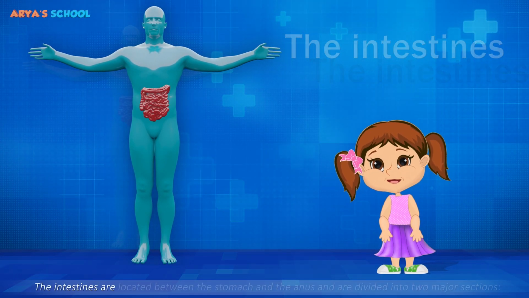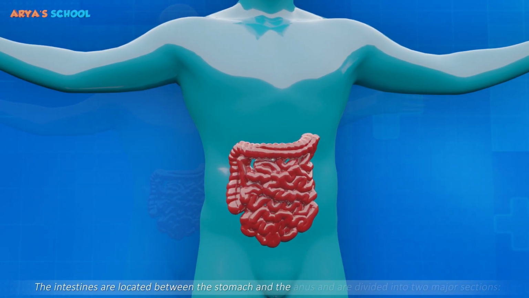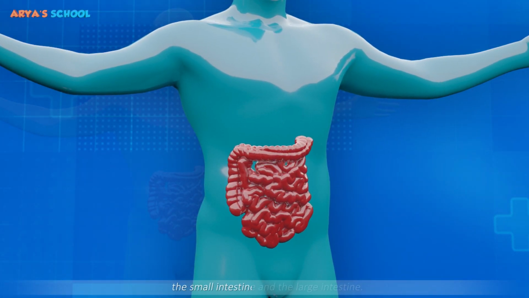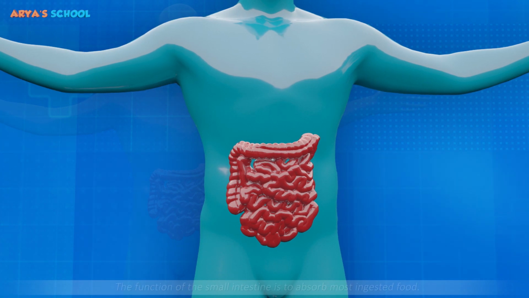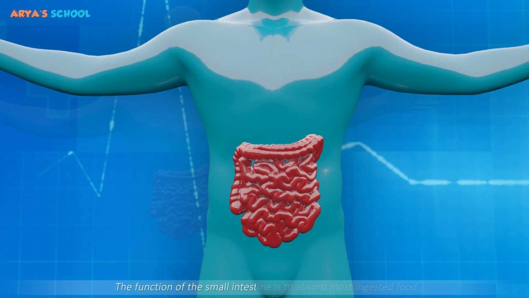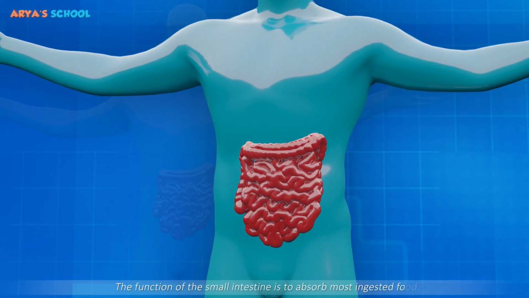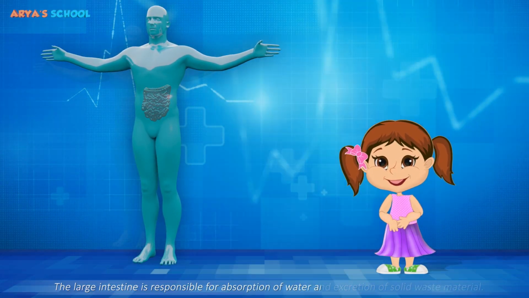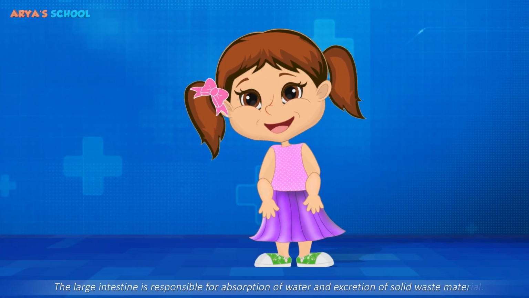The intestines are located between the stomach and the anus and are divided into two major sections, the small intestine and the large intestine. The function of the small intestine is to absorb most ingested food. The large intestine is responsible for absorption of water and excretion of solid waste material.